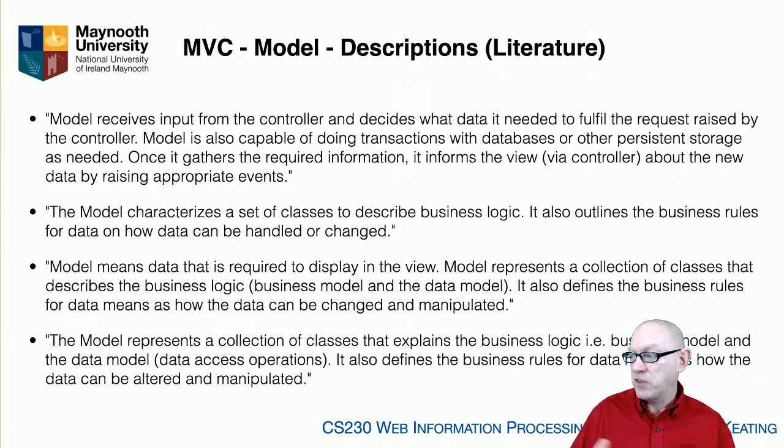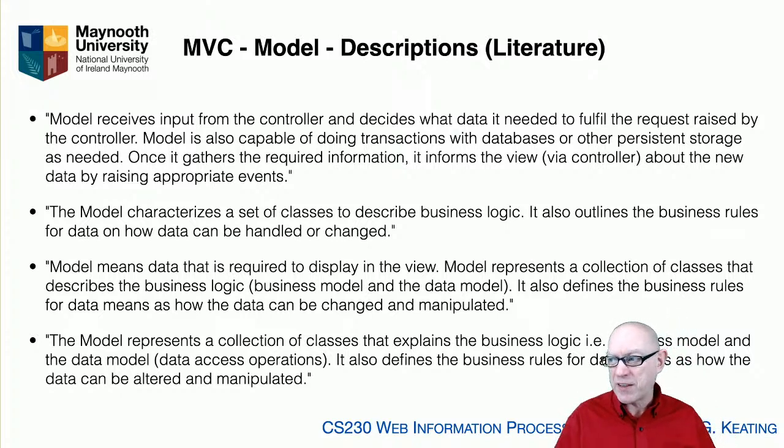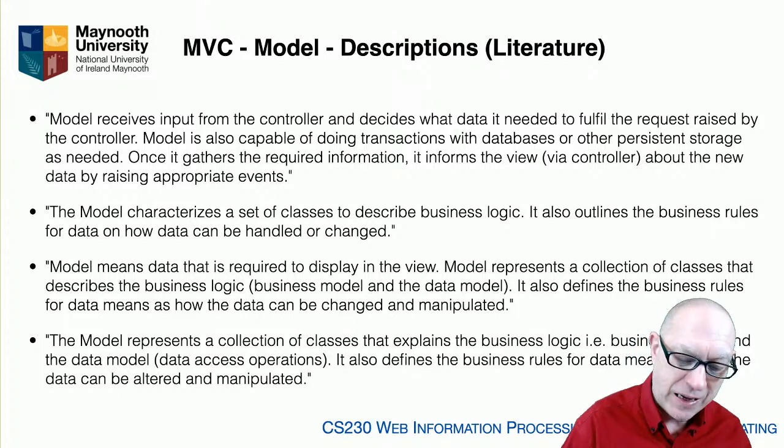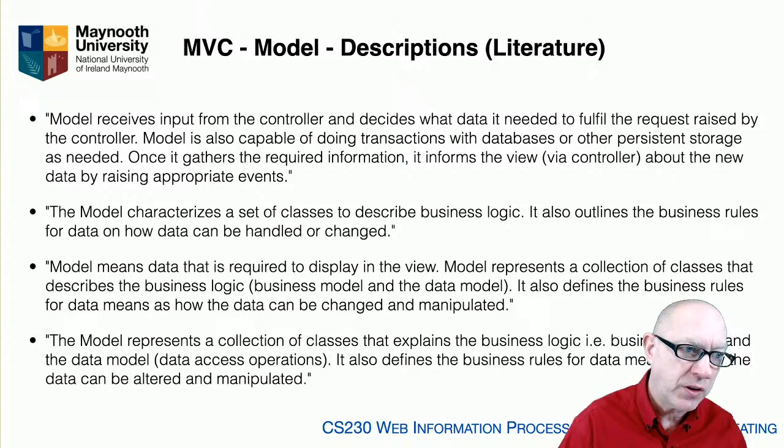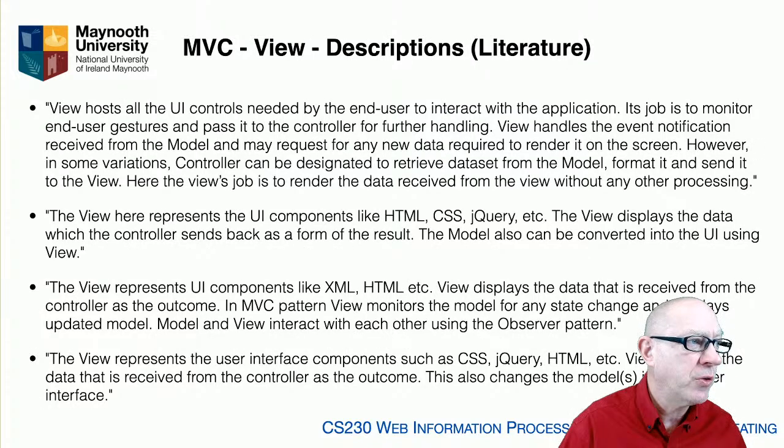It outlines the business rules for how data can be handled or changed. The model represents a collection of classes that explains business logic. I've said all that already. The model receives input from the controller, decides what data is needed to fulfill the request raised by the controller. The model is capable of doing transactions in databases or persistent storage if needed. Once it gathers the required information, it informs the view about new data by raising appropriate events. So, any of these will work for you for the model, and you can look at the slides and find one that suits you.